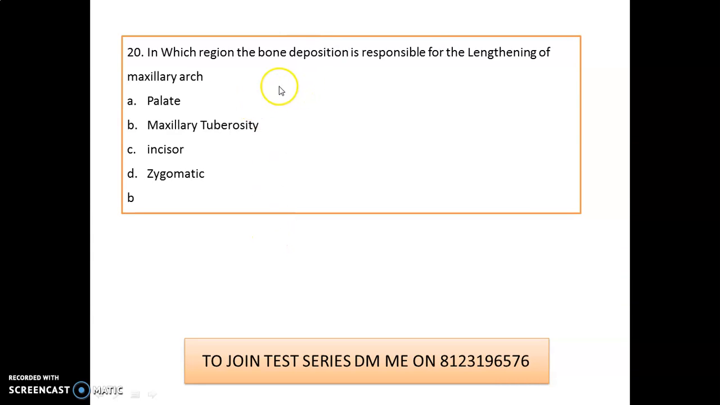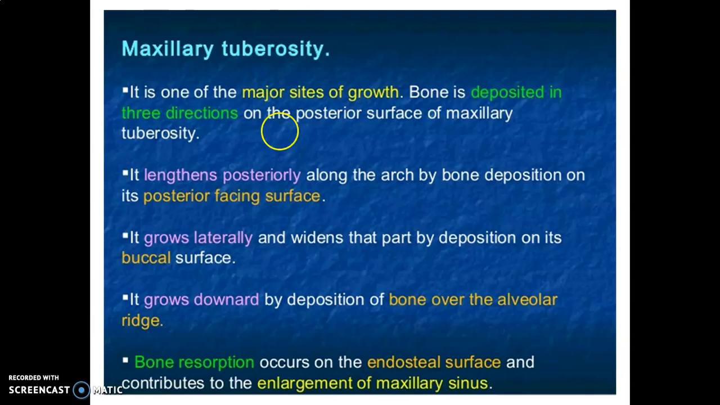Then aspirant, in which region does bone deposition help in lengthening of the maxillary arch? That is your maxillary tuberosity region. It is one of the major sites of growth. Bone is deposited in 3 directions on the posterior surface of maxillary tuberosity. Sometimes they ask on which surface it is deposited. So it is the posterior surface.